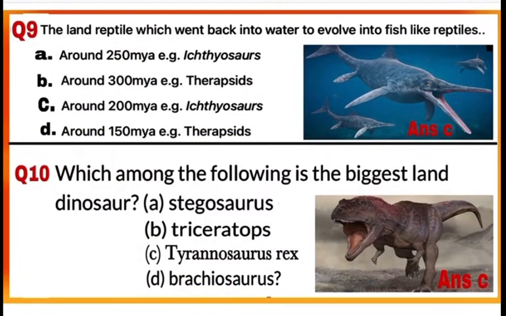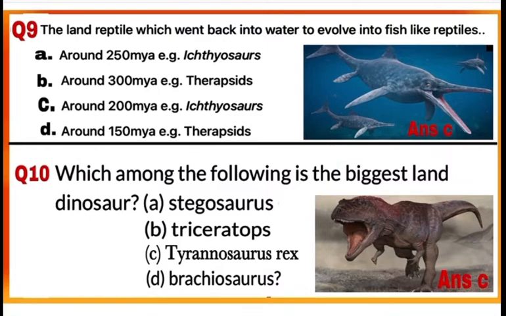Question 9. The land reptile which went back into water to evolve into fish-like reptiles. Probably around 200 million years ago, some of the land reptiles went back into water to evolve into fish-like reptiles, for example, ichthyosaurs. So, correct choice is C.